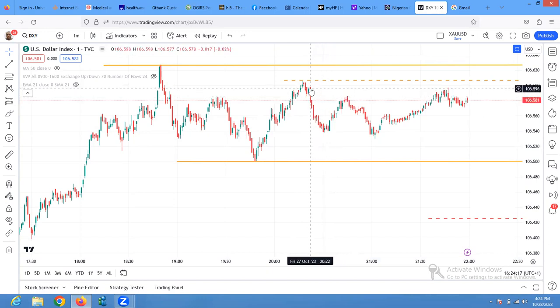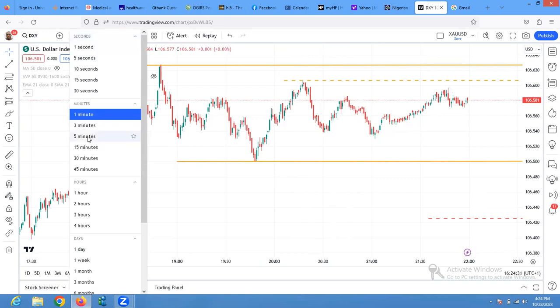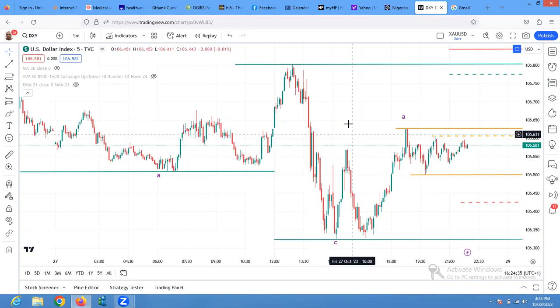This one is now the first part A. Then we are seeing an A, B, C again before we have probably a C to the downside. But I won't recommend that you continue to do this breakdown here. It will get messed up.